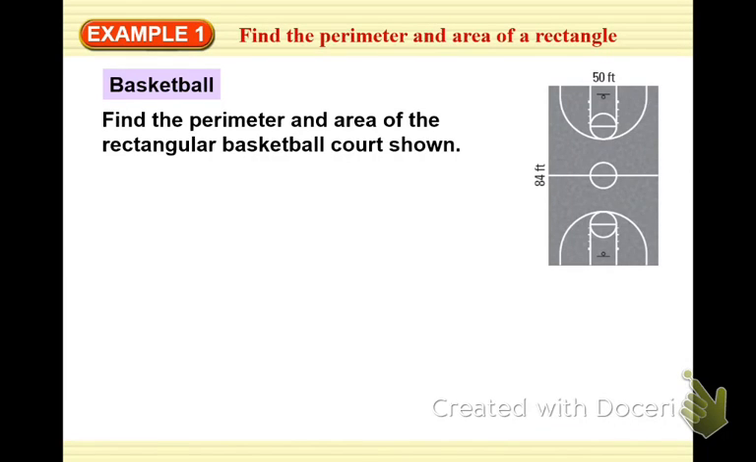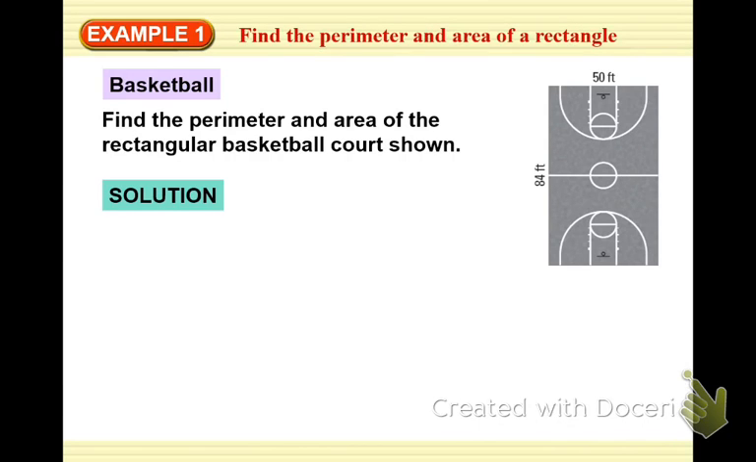Okay, so we'll take a look at the examples real quick from this area, perimeter, and circumference stuff. Again, hopefully a lot of review. This one was pretty straightforward. This first example, find the perimeter and the area of the regular rectangular basketball court shown.